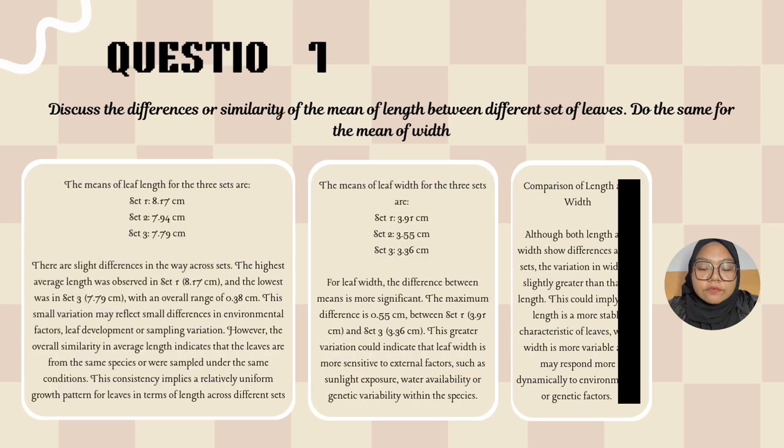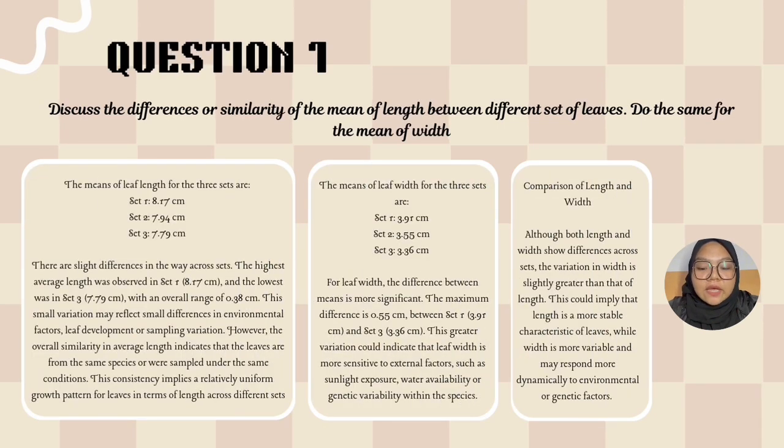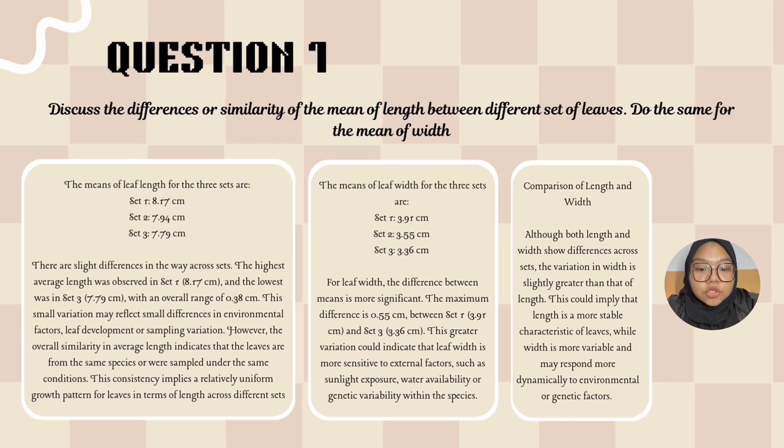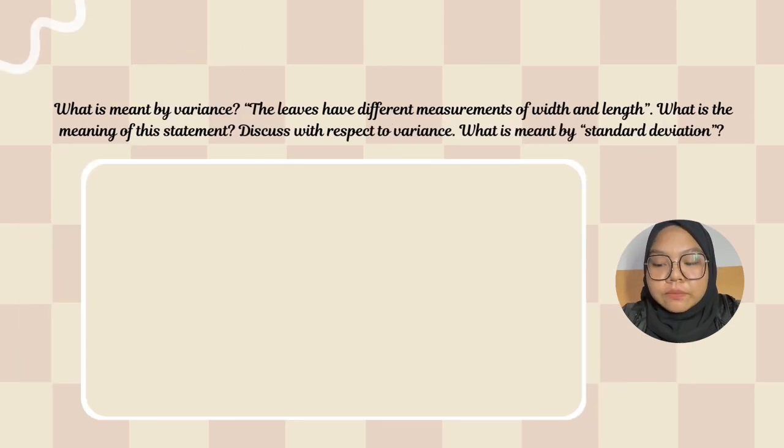Then, discuss the differences or similarities of the mean of length between different sets of leaves. Do the same for the mean of width. When comparing the variation between length and width, both parameters show some variation across the sets. However, the variation in width is slightly greater than in length. This suggests that leaf length is a more stable characteristic, while width is more dynamic and likely to respond to environmental or genetic factors.